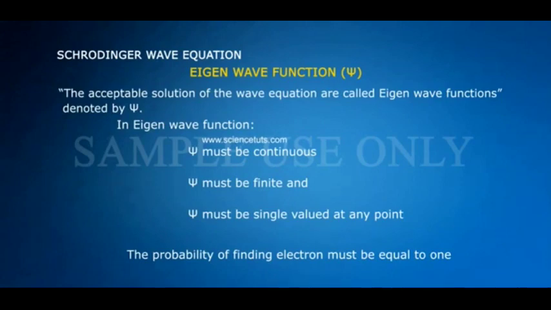Eigen wave function psi. The acceptable solutions of the wave equation are called eigen wave functions, denoted by psi. In an eigen wave function, psi must be continuous, psi must be finite, and psi must be single-valued at any point. The probability of finding the electron must be equal to 1.